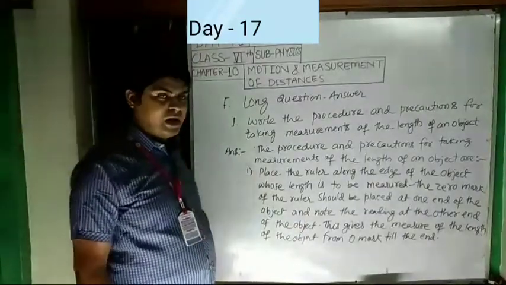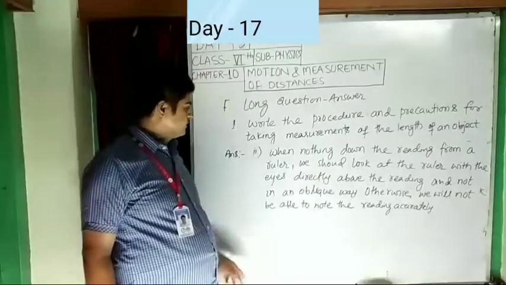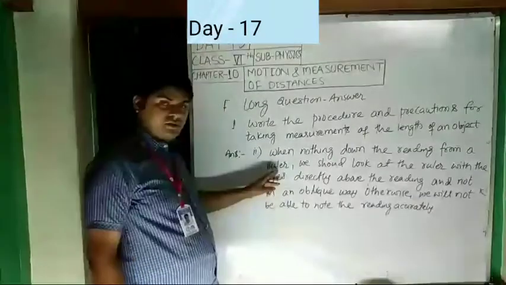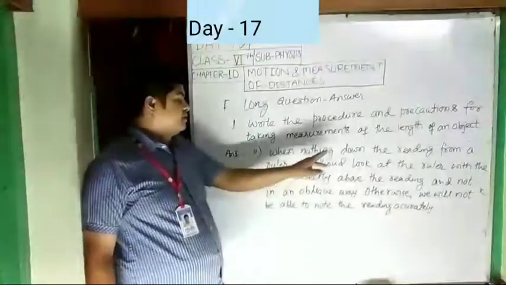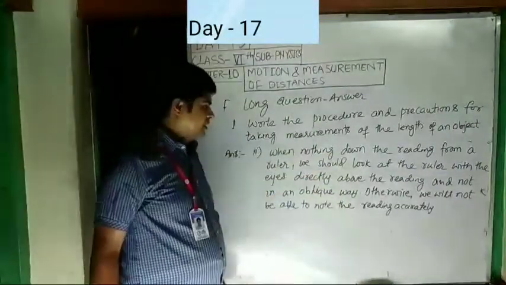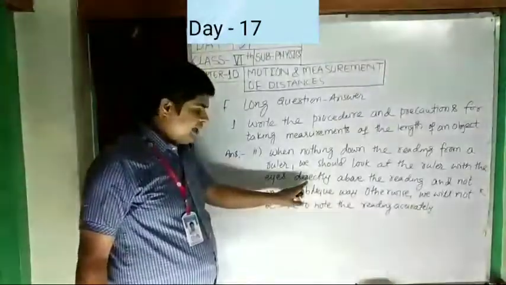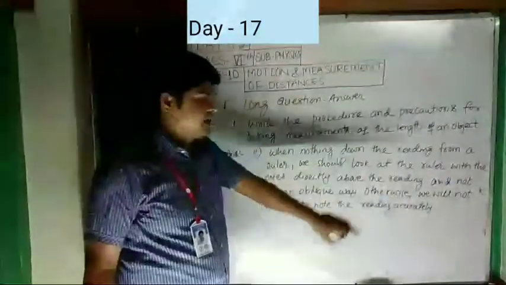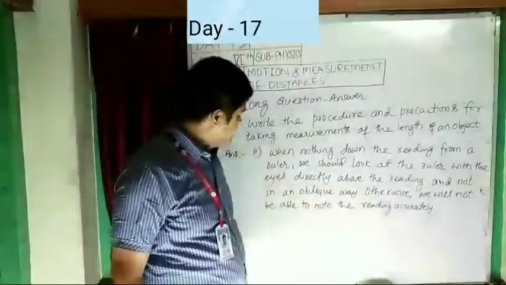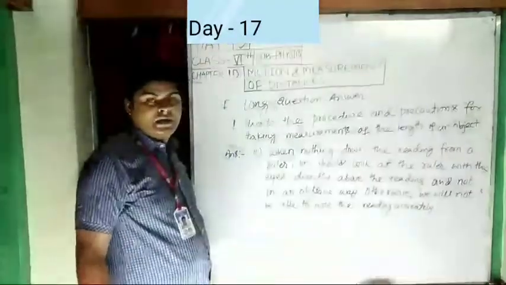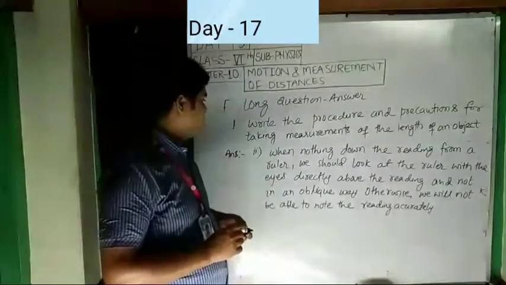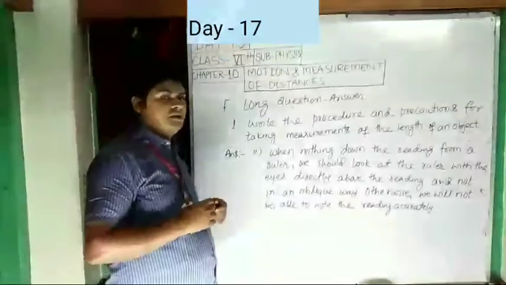Okay, now see point 2. When noting down the reading from a ruler, we should look at the ruler with the eyes directly above the reading and not in an oblique way. Otherwise, we will not be able to note the reading accurately. Okay, so these 2 points are the procedure and precaution for taking measurement of the length of any object.